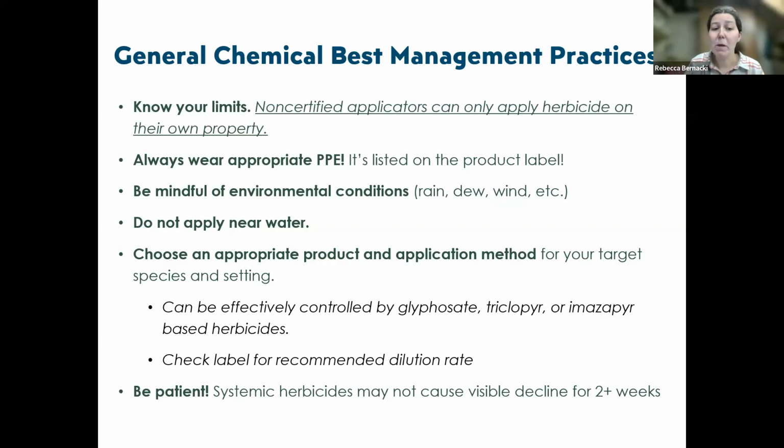And finally, be patient. A lot of the products we're talking about today are systemic herbicides. Systemic herbicides are going to be absorbed through the plant tissue and translocated down to the roots. So it's not going to have an instant contact kill. It's going to take sometimes 2 or 3 weeks, especially in the cooler weather as we get into fall, for you to see that visible decline. Be patient, know that it's working, and don't go retreat those plants.